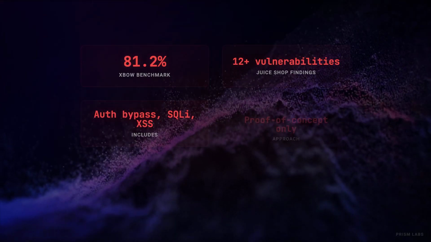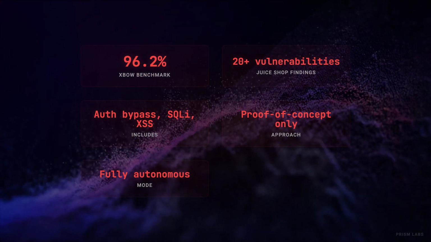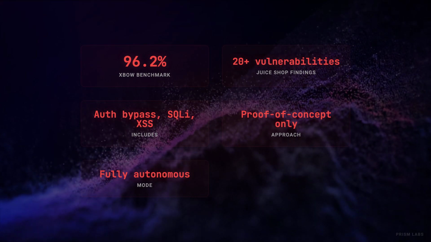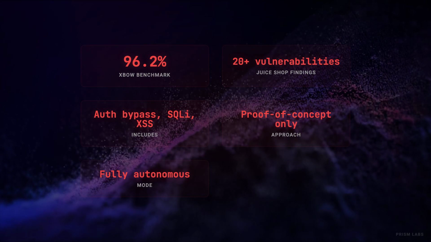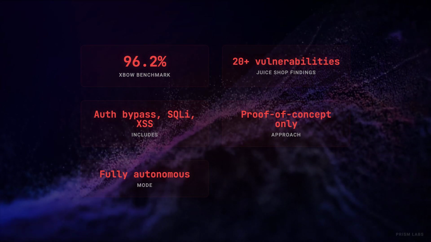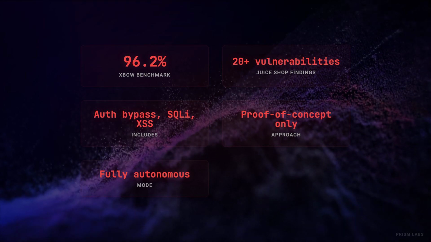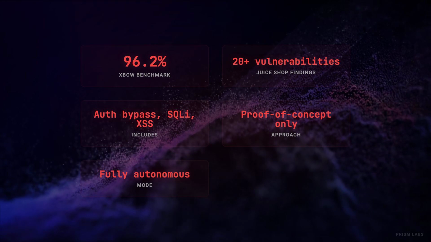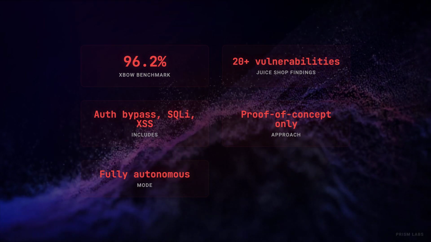Shannon's credibility comes from benchmark performance. On the hint-free, source-aware XBOW benchmark, a standardized evaluation for AI security tools, Shannon scored 96.15%. That means in a controlled environment with no hints, Shannon autonomously identified and exploited over 96% of the known vulnerabilities using only source code access.